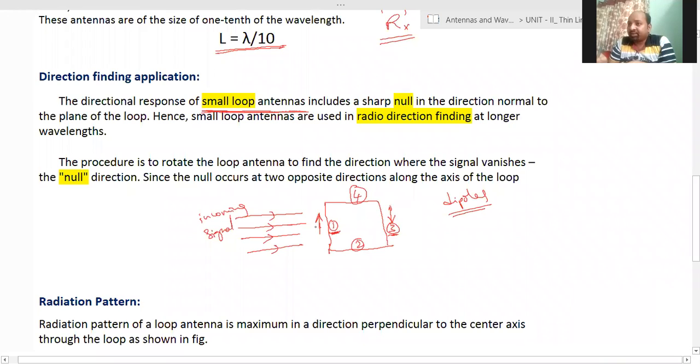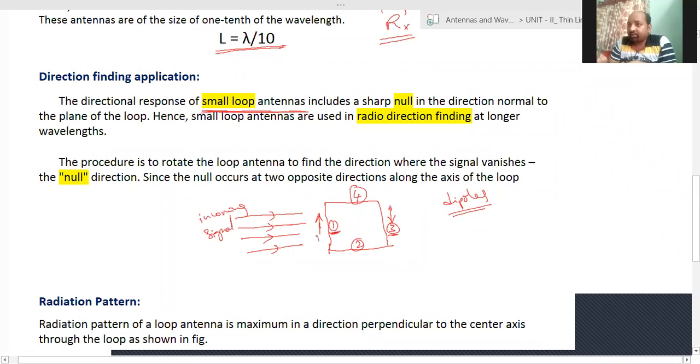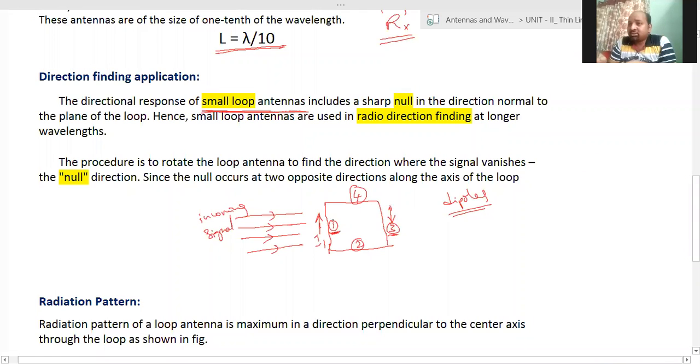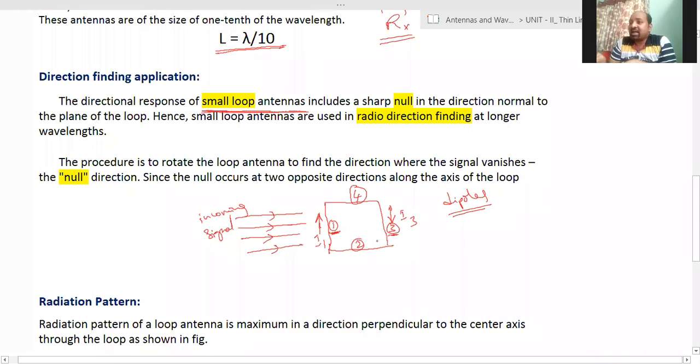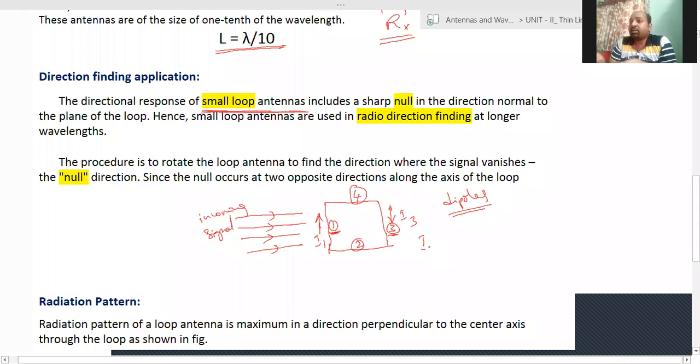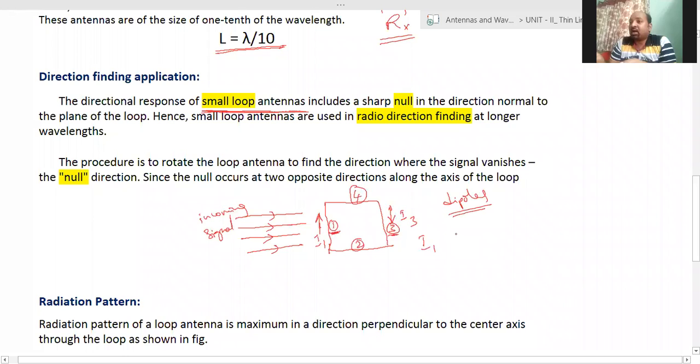So let us say the current induced on side 1 is I1, and the current induced on side 3 is I3. If you observe, current I1 and current I3 are in opposite directions, so therefore they will be cancelled out.